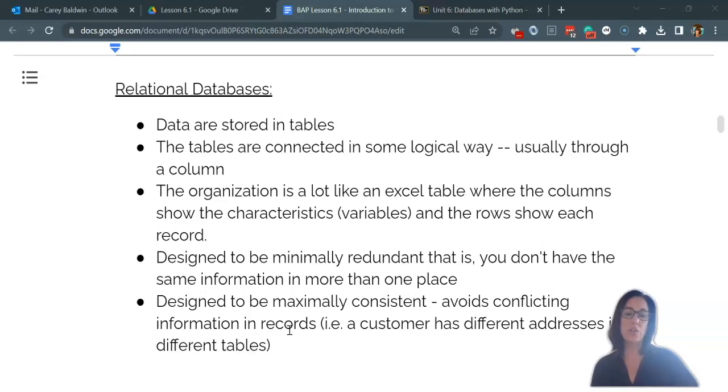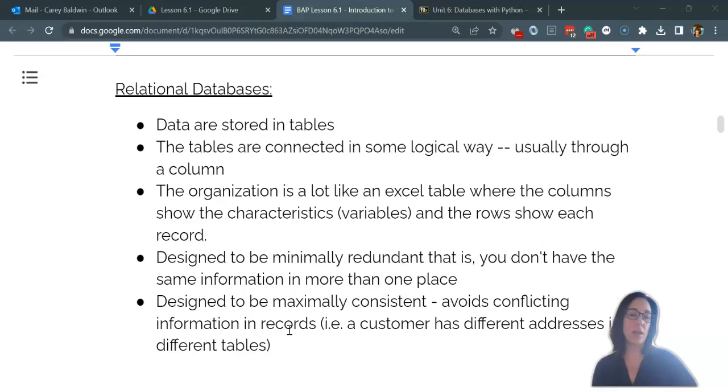And what if there's a change to that address? The person moves or the student moves. That information should only be updated in one place to avoid redundancy. Otherwise, this database would become unmanageable very, very quickly as changes happen.